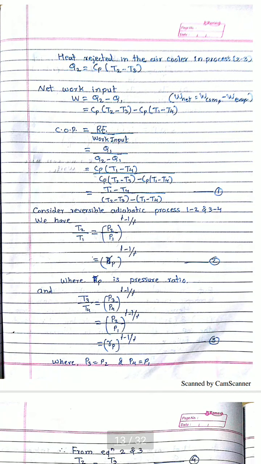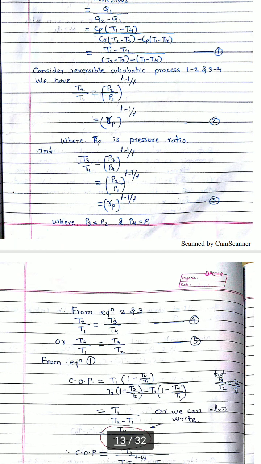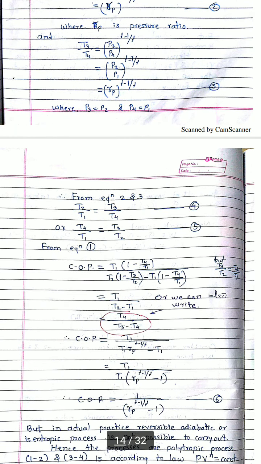Now for 3 to 4, the same formula applies: T3 upon T4 is equal to P3 upon P4, but P3 and P2 are the same because of constant pressure, and P1 and P4 are the same. So again P2 upon P1 raised to gamma minus 1 upon gamma, which is the pressure ratio, so T3 upon T4 is equal to Rp raised to gamma minus 1 upon gamma. If you observe these two equations, equation number 2 and equation number 3, the right hand side is the same, so equating the left hand sides, T2 upon T1 is equal to T3 upon T4, equation number 4. After cross multiplication, T4 upon T1 equals T3 upon T2, equation number 5.